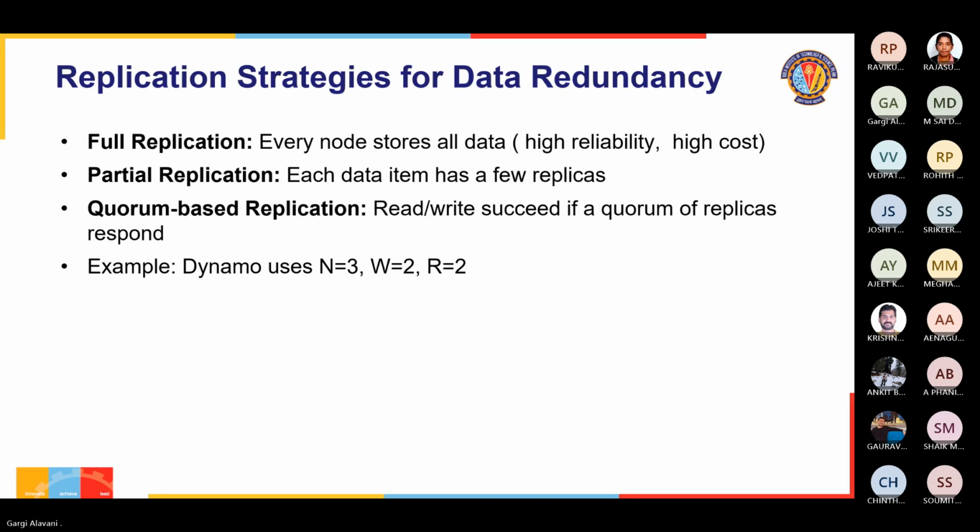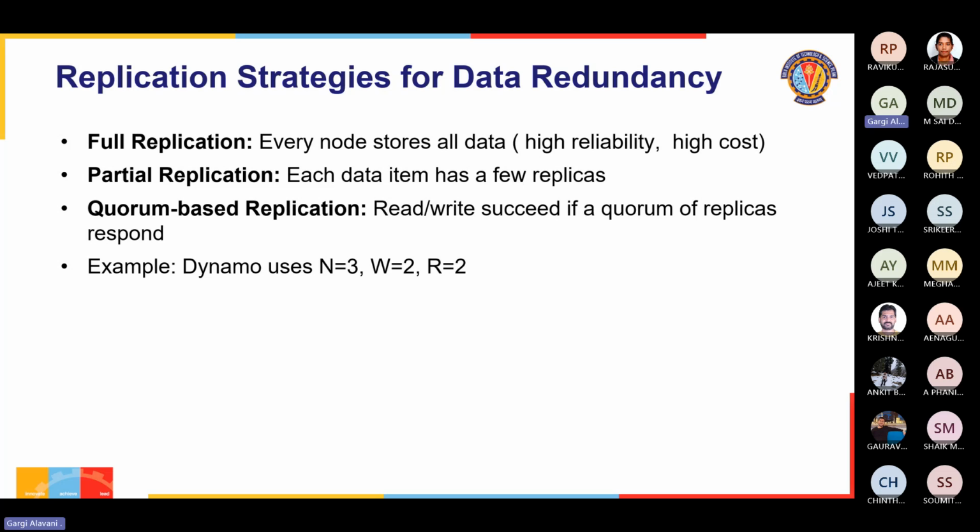There are multiple types of replication strategies, and depending on the algorithm that we use, they will choose one. So the first one is full replication. Every node stores a complete copy of the entire data set. This is highly reliable. Even if many nodes fail, data is still available. You get very fast reads. Data can be served from any node.